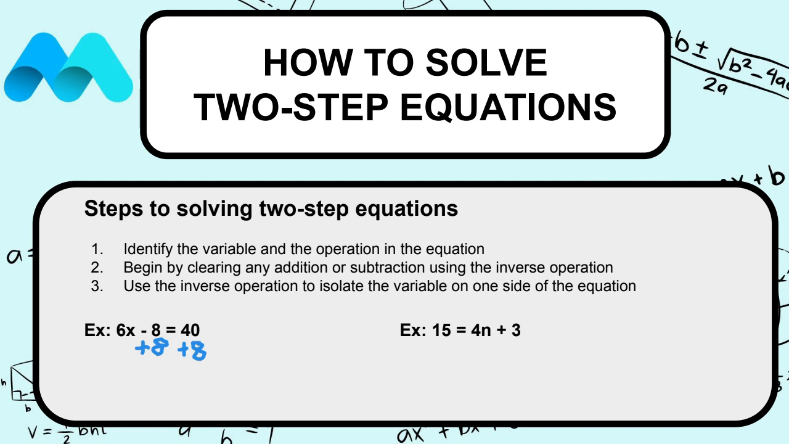So let's look at the left side of the equal sign. Negative 8 plus 8, that's going to equal 0. We can just cross that out. No need to keep that there. And then 40 plus 8 is 48. So I'm going to write 48 right underneath here. And then I'm going to bring down the rest of the equation, which is my equal sign and the 6x. I should say the rest of the equation that I didn't use.